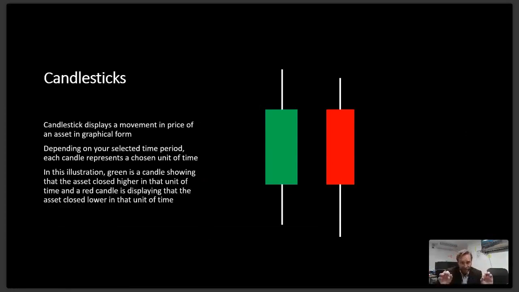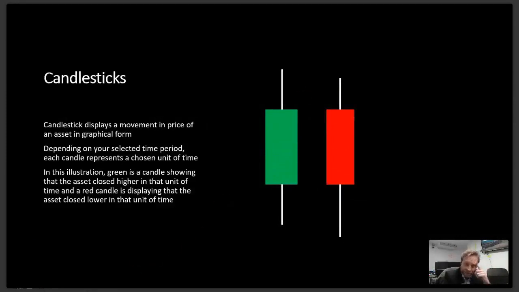Now, for this illustration, and it tends to be quite a popular color choice when it comes to candlesticks, the green candle is showing that the asset closed higher in that unit of time. And a red candle is displaying that the asset closed lower in that unit of time. Say each candle represents 30 minutes. Now, if we break it down, this solid area here is called the body of the candle. And these little lines here, let me get my pen as well, make it look a bit better, are called wicks or candlestick wicks.